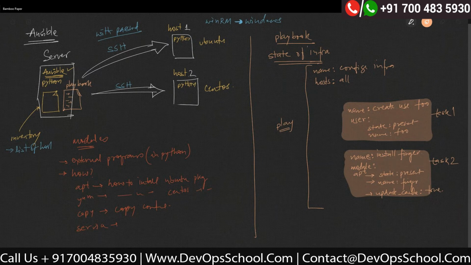All right, and you can write multiple plays like this. So there could be play 1, play 2. One play could be configure infrastructure, one play could be configure Ubuntu machines, another play could be configure CentOS machines, and all plays can be written together in one single file. And this file, which contains multiple plays, is called a playbook. Okay, so a playbook contains multiple plays, and a play contains tasks, which are the lowest level of configuration that you can manage on your infrastructure.